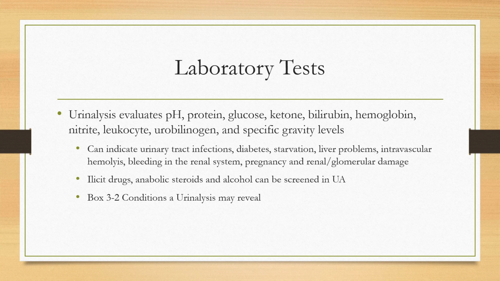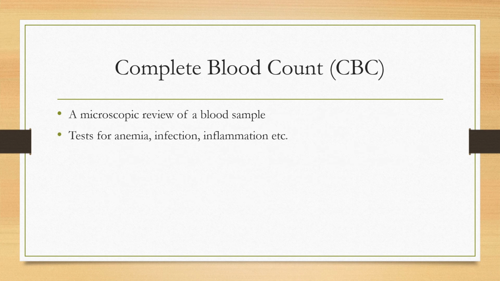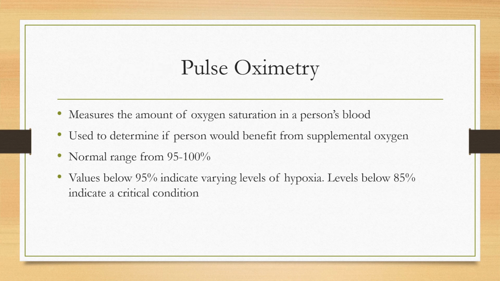Other laboratory tests, UAs are probably one of the more common ones that you'll use. Box 3-2 goes through conditions a UA may reveal. You can actually find out a lot about a person's body based on a UA. You can evaluate for UTI, diabetes, liver problems, kidney problems. A CBC, or a complete blood count, is that microscopic review of a blood sample, tests for anemia, infection, inflammation, different red blood cells and white blood cell markers.